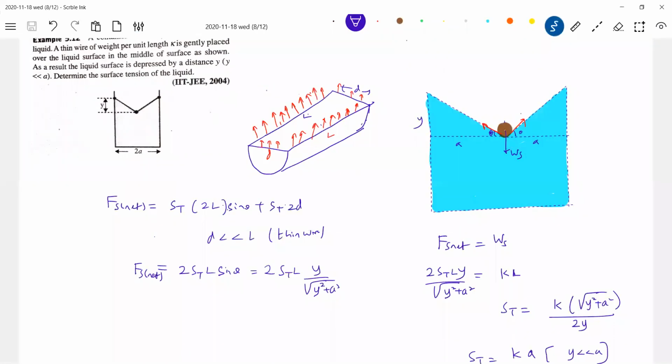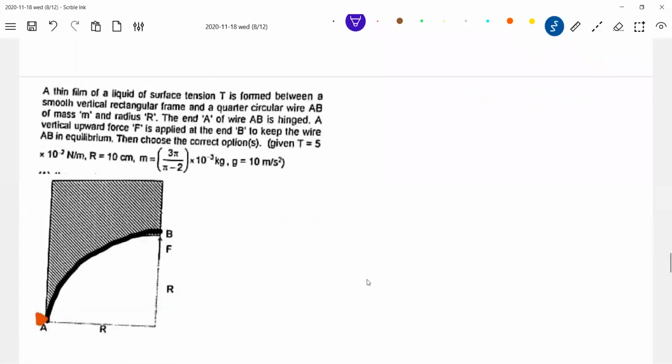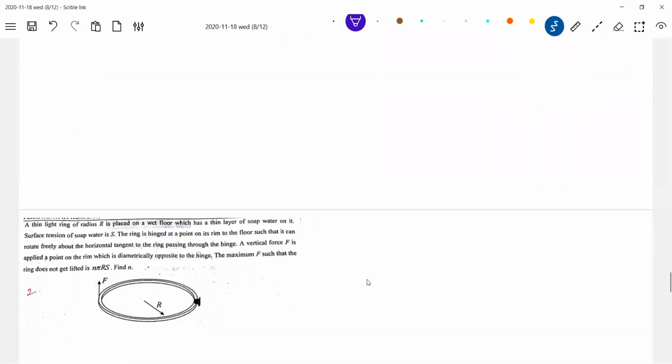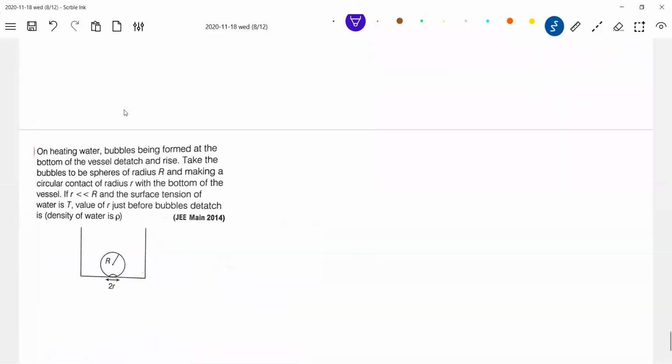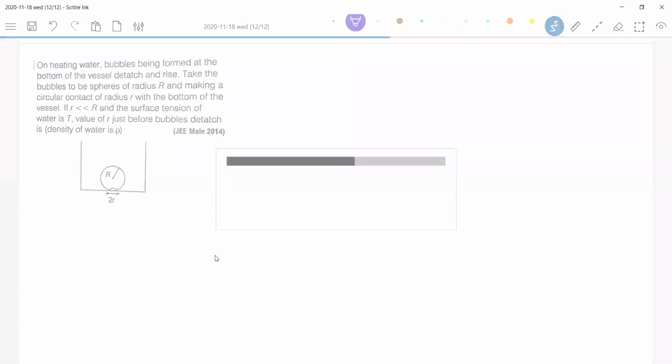Usually they'll give mass per unit length, but here he has given weight. In JEE, you can see the way they are asking questions.